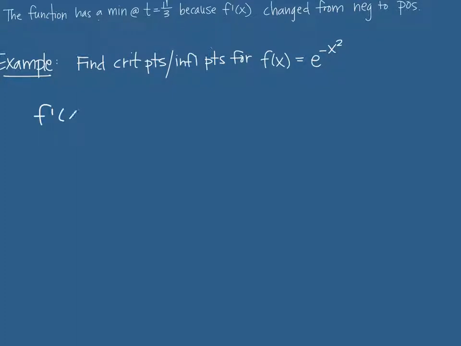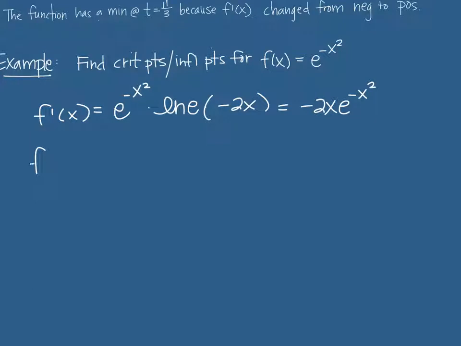Find your f prime of x. Your f prime of x will be the derivative of an exponential, which is e to the negative x squared, times the natural log of e, times the derivative of negative x squared, which is negative 2x. So basically we get negative 2x e to the negative x squared.